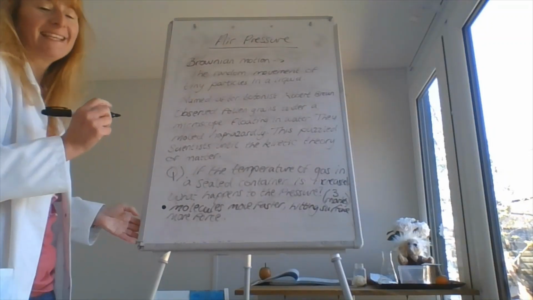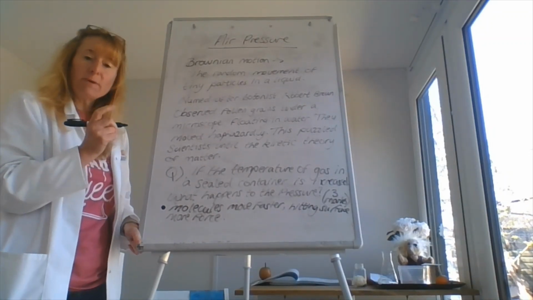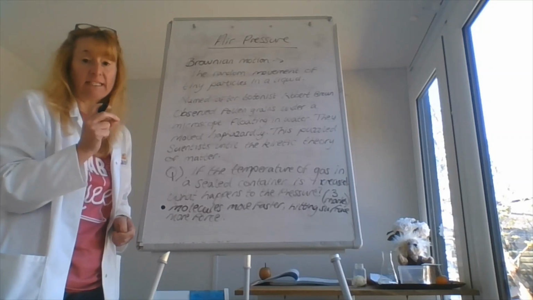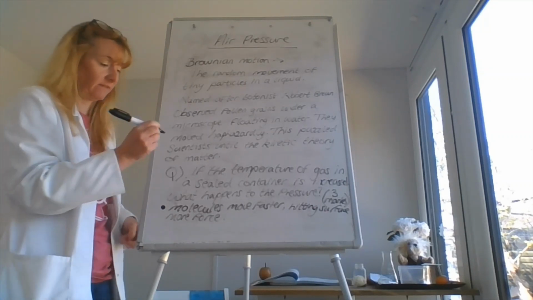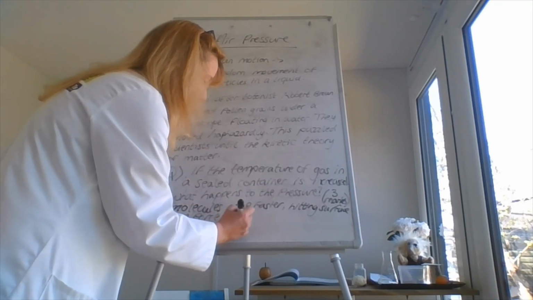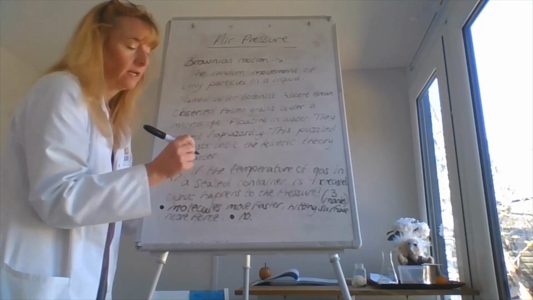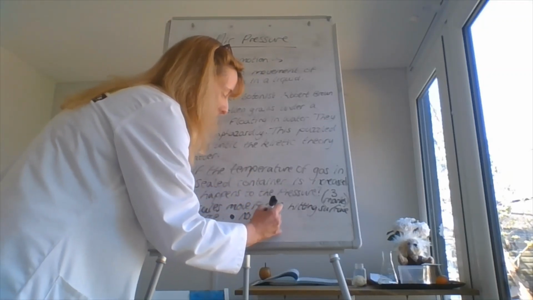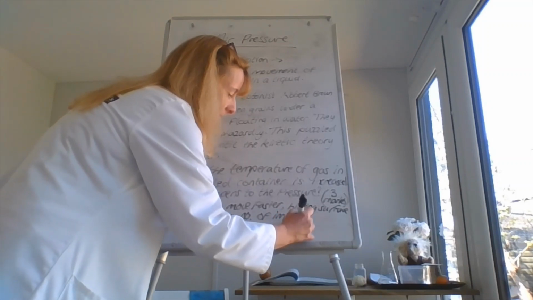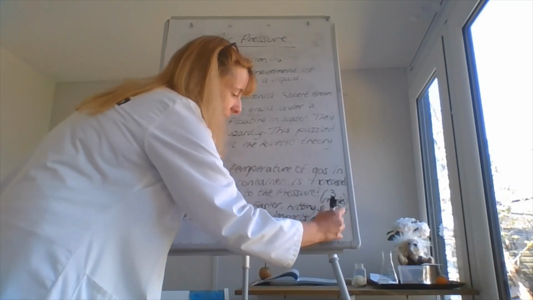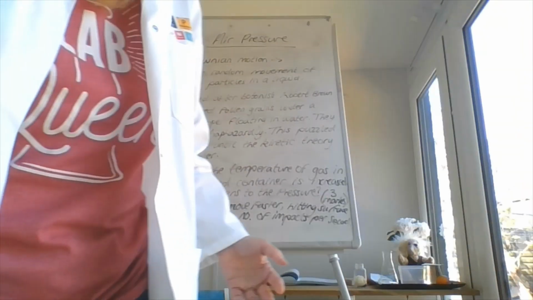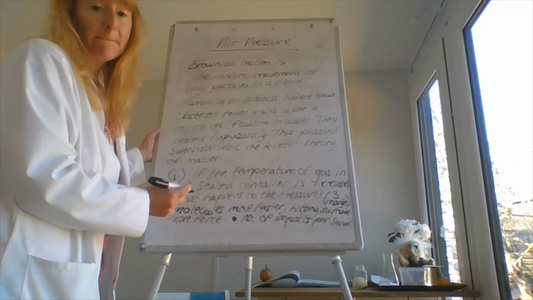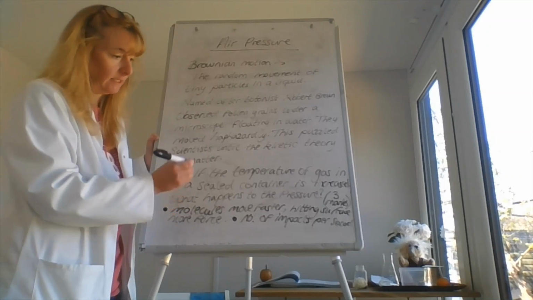Tick 1 mark. Second mark, the number of impacts per second is therefore going to increase on the surface of the container. So here's our next point. The number, N O with a dot underneath, is an abbreviation for number. So the number of impacts per second. So the number of impacts per second increases.